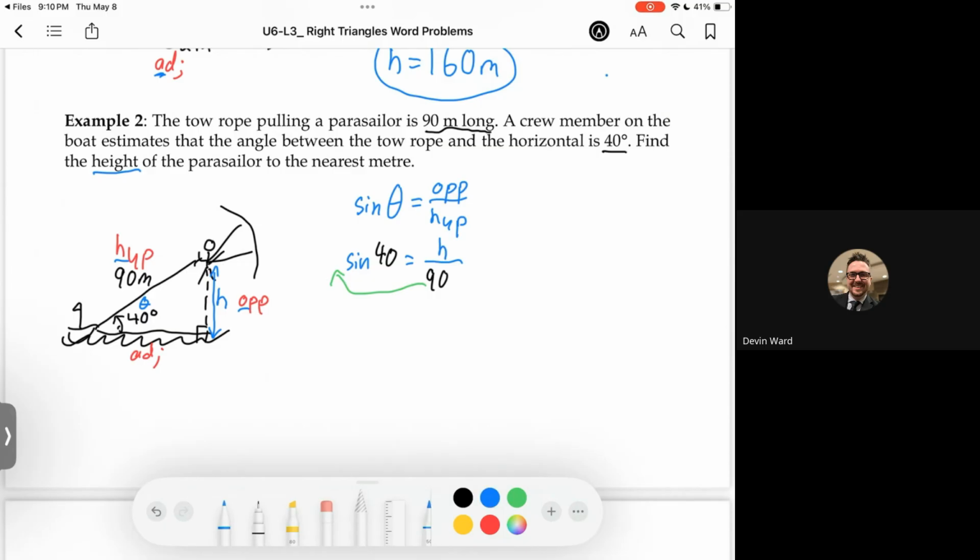H will be equal to 90 times the sine of 40 degrees. So if you plug that into the calculator once, we get 57.850 and a bunch of other numbers. But I just want to round this off to the nearest meter. So it'll be 58 meters.